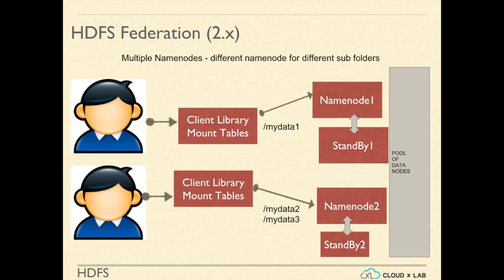The client reads mount table to find out which folders belong to which name node. It routes the request to read or write a file to the name node corresponding to the file's parent folder. The same pool of data nodes is used for storing data from all name nodes.